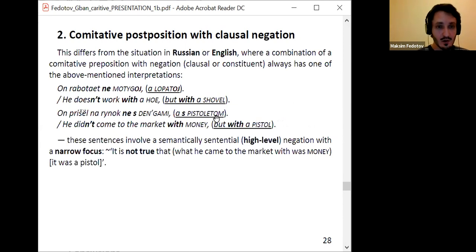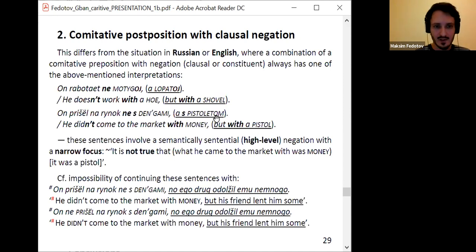With the constituent negation, with narrow focus negation, that would always mean, for example, he doesn't work with a hoe, but with a shovel. "Он пришел на рынок не с деньгами, а с пистолетом." He didn't come to the market with money, but with a pistol. That would involve a high-level negation with a narrow focus. So it isn't true, in general, that he came to the market with money. He came to the market with something else. But in Gban, as we saw, this is not the case. These sentences could as well mean just simply he came to the market without money, or he works without a hoe, without anything. All right, and as I already said, in Russian or English, as far as I understand, such a continuation as we saw in Gban would be impossible. "Он пришел на рынок не с деньгами, но его друг одолжил ему немного." Okay.